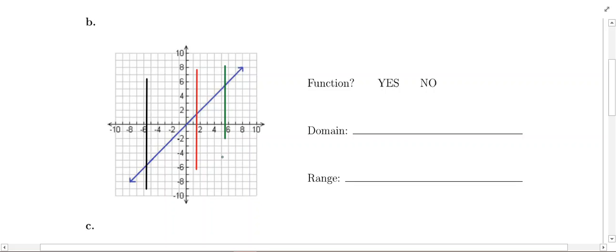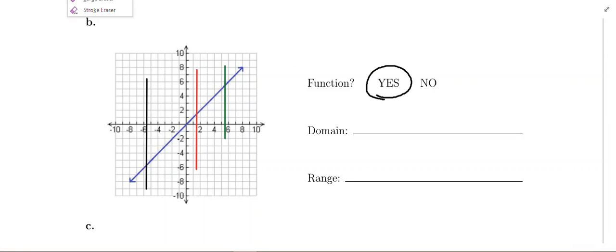So you can keep drawing these vertical lines. No matter where you draw your vertical line, it is going to intersect this blue line in one place. So that means every input will have a single output. So this is a function. Now, let's move on to the domain and range.